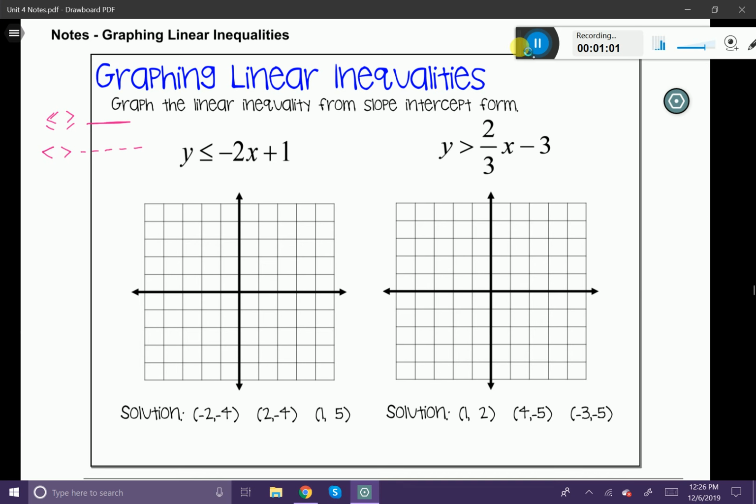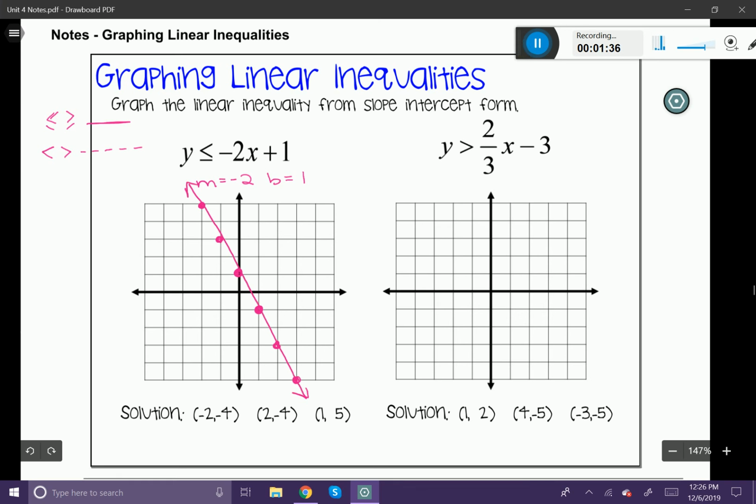Okay, let's go ahead and graph. I know that my slope in this problem is negative 2 and my y-intercept is 1. So let's go ahead and put my y-intercept at 1 and graph the slope. Okay. Now, the symbol is less than or equal to, which means that it includes the point. So what I'm going to do is go ahead and draw a solid line through those points, and of course with arrows at the end.